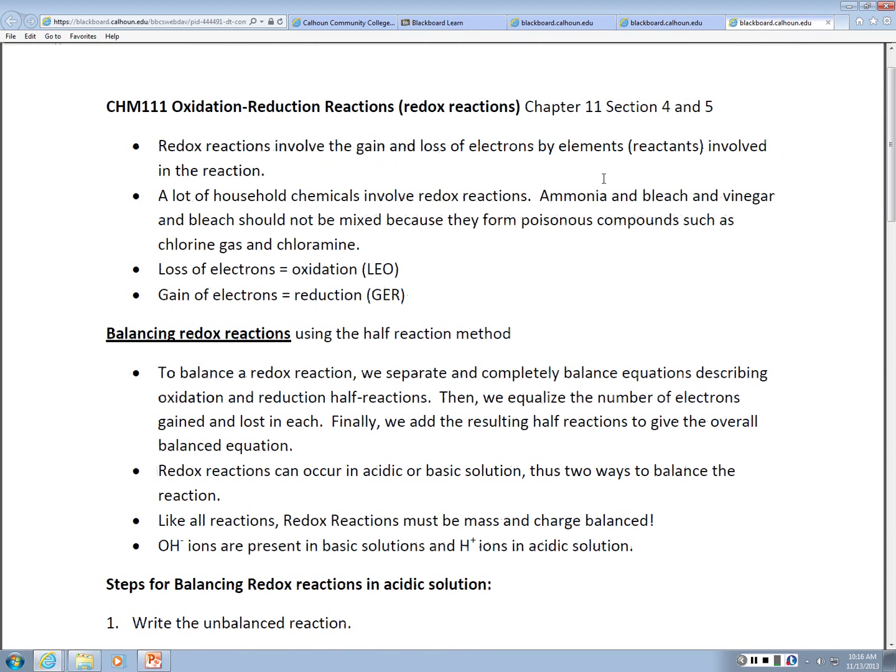Okay, this is what I'm passing around. It's the end of chapter 11. We're going to be balancing equations, but this time they're called redox equations. We're going to be mass balancing just like you have done before. If you had 2 hydrogens on the reactant side, you had to have 2 on the product side. So we have to mass balance, but you also have to charge balance. These are going to have charges in them, so we're going to balance with electrons.